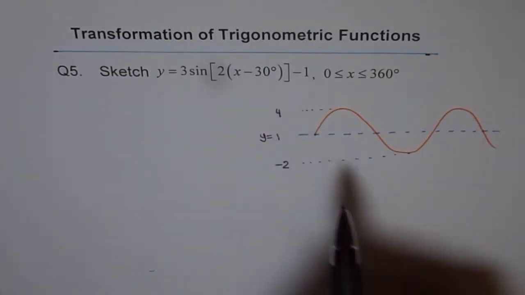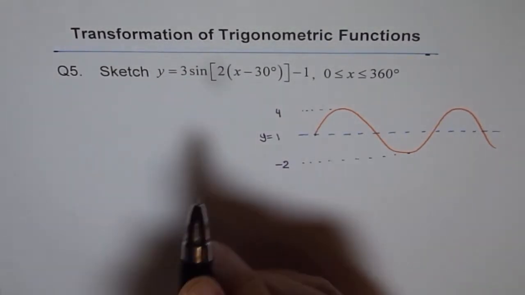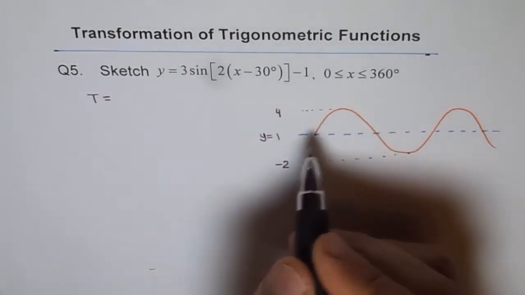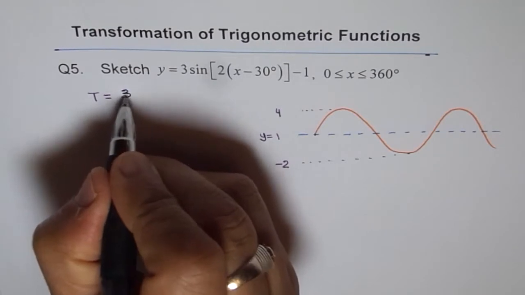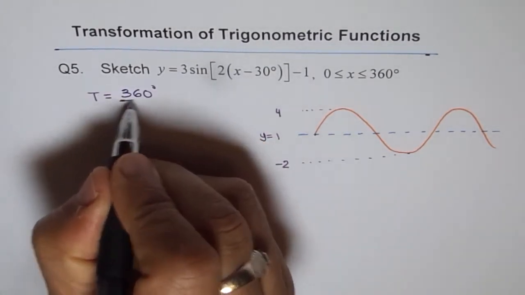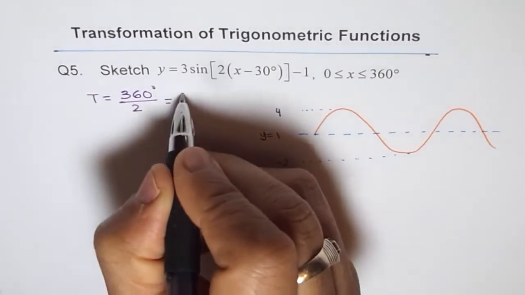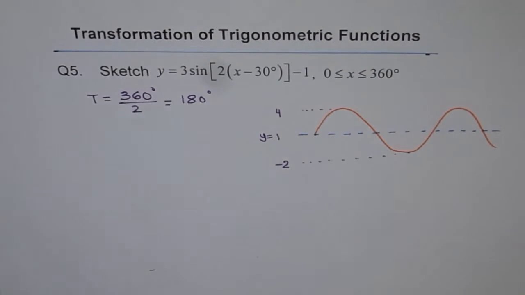Now the important thing is the time period. How do you find the time period for this function? We know the time period T is 360 divided by the number of waves, which is 2 here. So we have 360 degrees divided by 2, and that leads to 180 degrees. So my time period is 180 degrees.